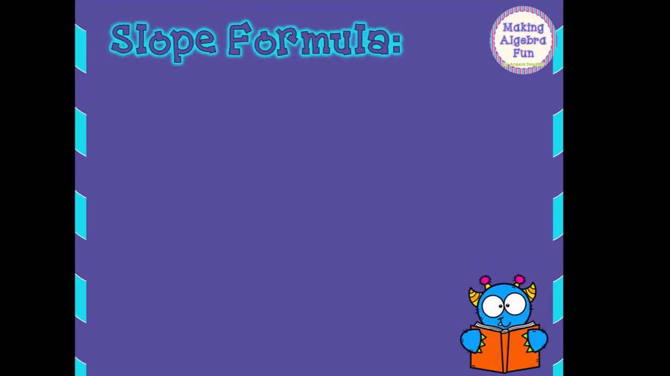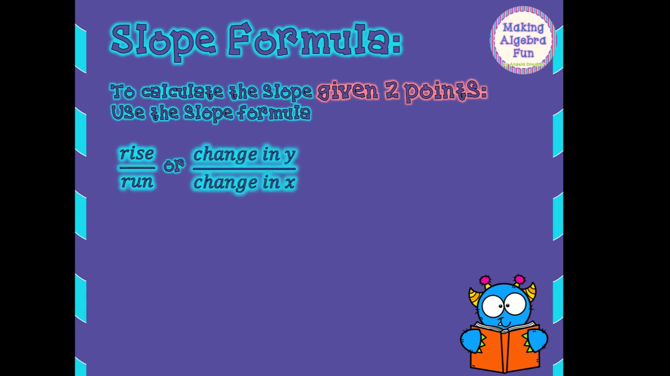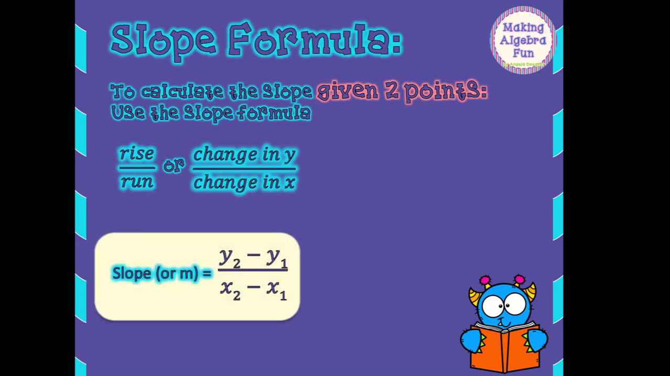Now let's take a look at the slope formula. To calculate the slope given 2 points, we use the slope formula. We get the formula by rise over run, and that means the change in y over the change in x's. And so the formula given 2 points would be y2 minus y1 over x2 minus x1. And I'll show you how this works.